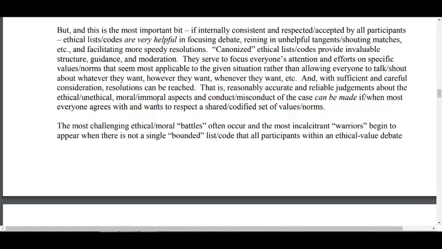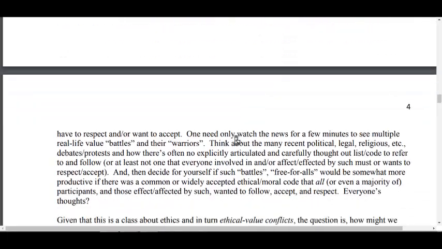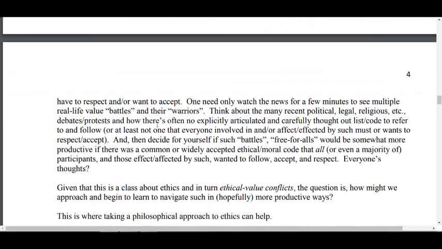That's every day in this country. And the hard reality is that those things occur, and they're so battle-like, so overwhelming, because there doesn't seem to be a single bounded list or code that all the participants in these disagreements buy into. We could home in and ask individual participants in some of these disagreements, okay, what list or code are you trying to follow?